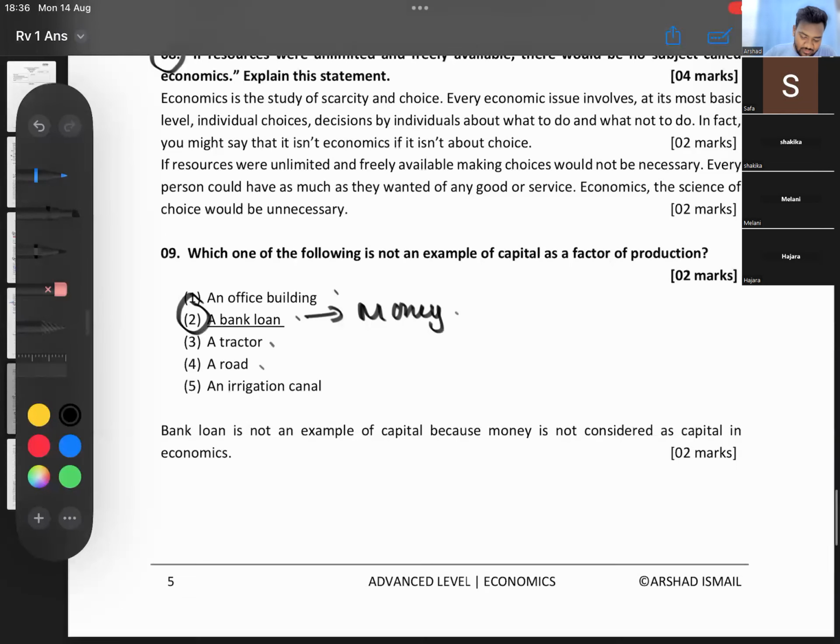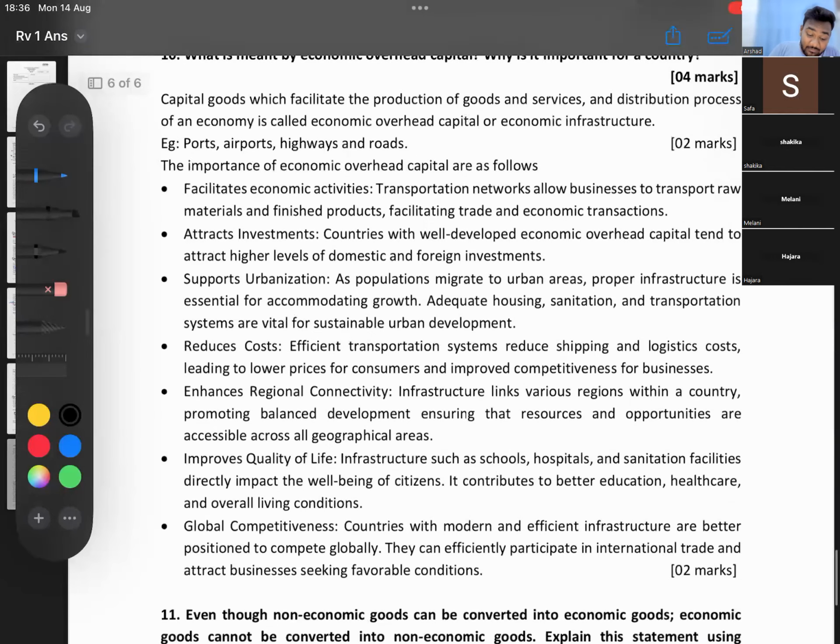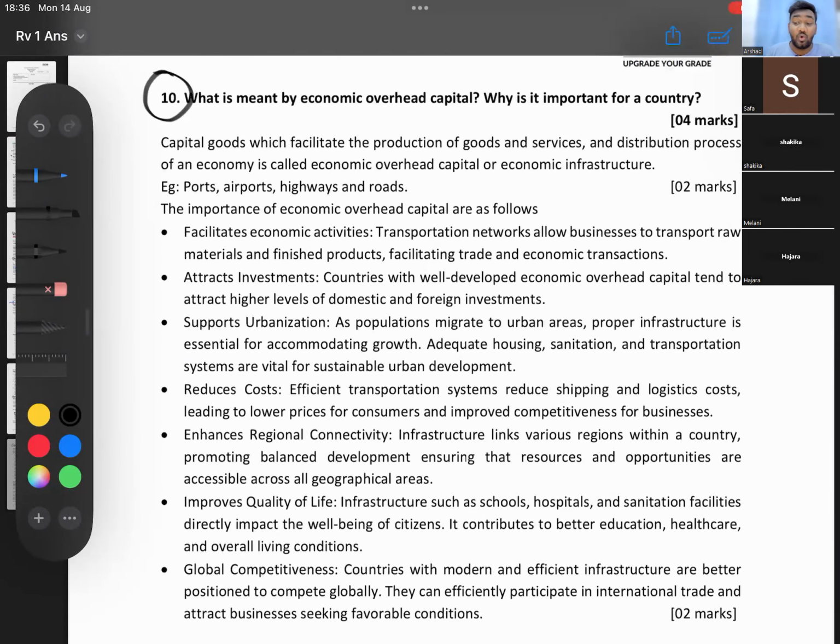Okay. Last one, last two. What is meant by economic overhead capital? Why is it important? What is economic overhead capital? Economic overhead capital is the capital goods that facilitate the production and distribution of goods.